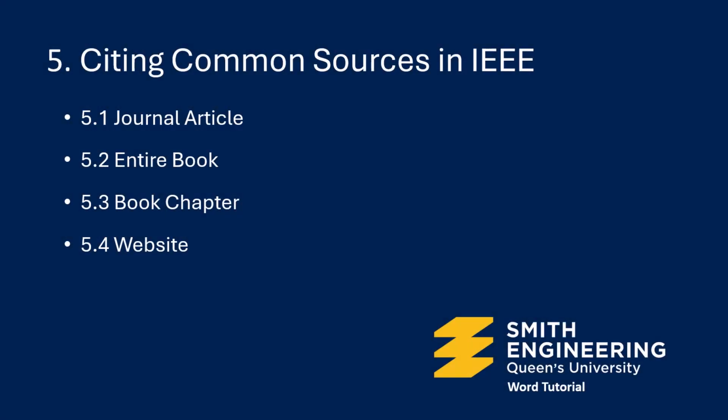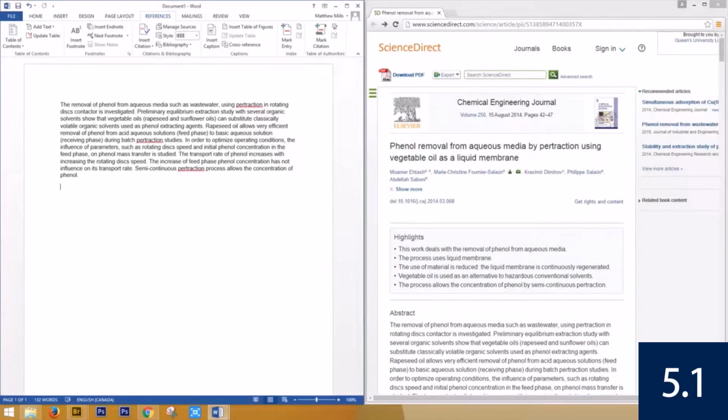I will now go over how to cite 4 types of sources using the Word Citation Management tool. First, I will show you how to cite a journal article. This is the journal article I would like to cite over on the right.